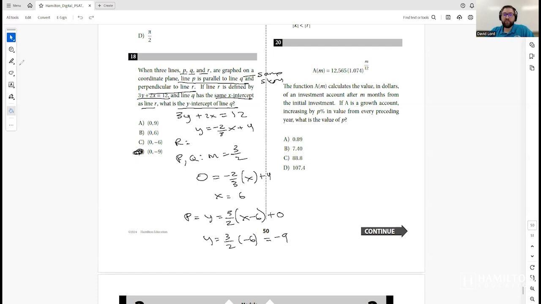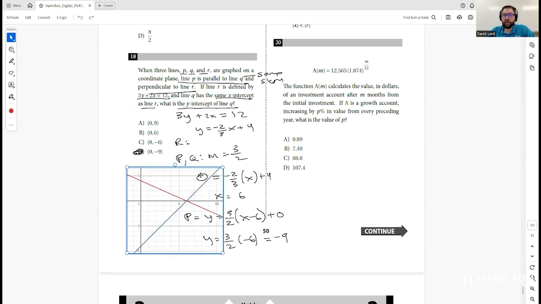Alternatively, you could plug this into Desmos, and you can see they both intersect at 6,0, and the blue line travels down and hits at 0,-9. So another powerful way of figuring it out. But either way, I'll see you at the next one.